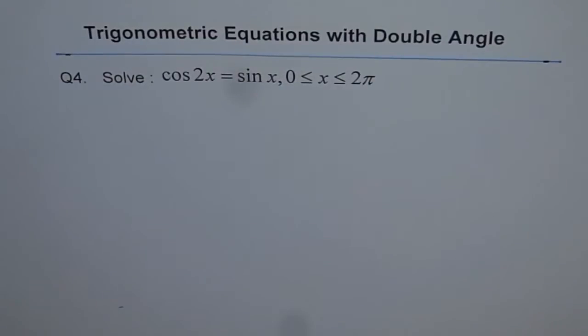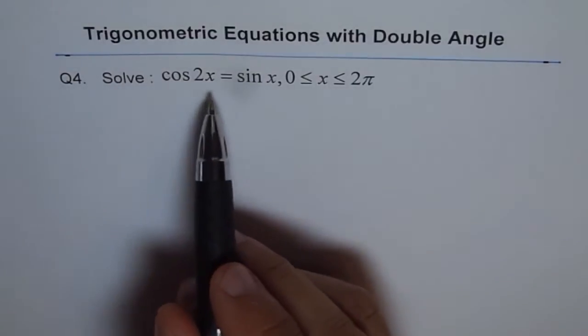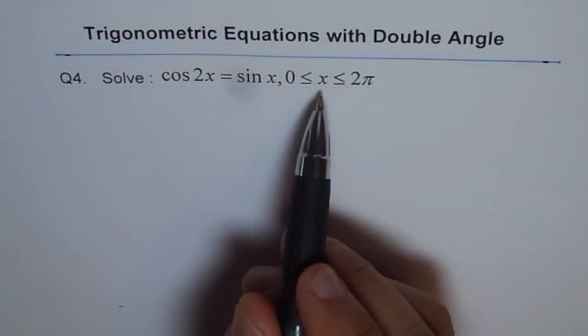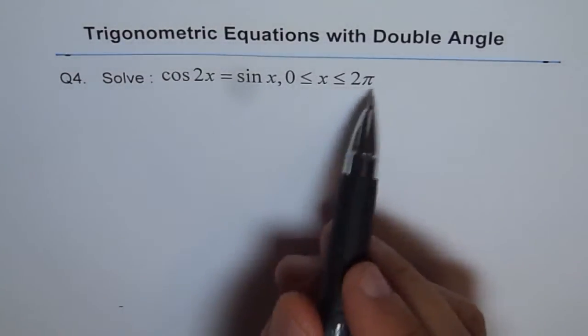Trigonometric equations with double angle. Question 4. Solve cos 2x equals sin x, where x is between 0 and 2 pi.